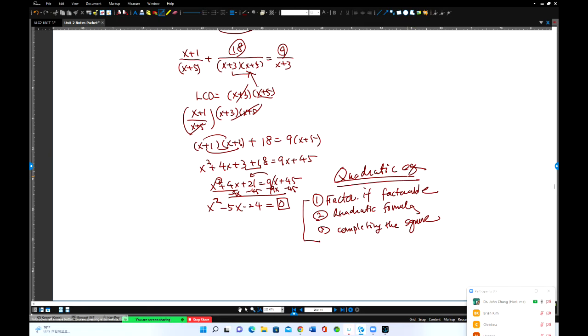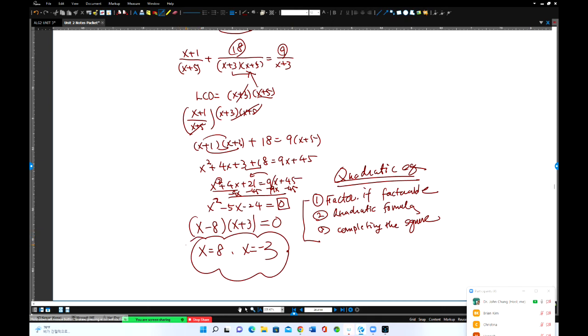But this was factorable. Two numbers are what? Negative 8 and 3, isn't it? So it's going to be factored this way. X minus 8, x plus 3 equals 0. So we have two values of x. X equals 8 and x equals negative 3. Those are the solutions. But what about this one?